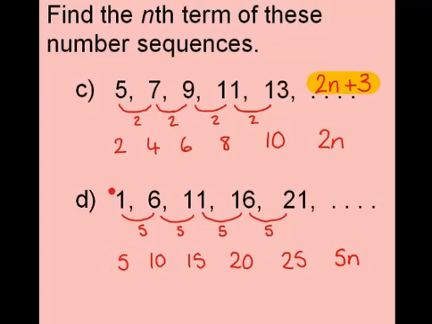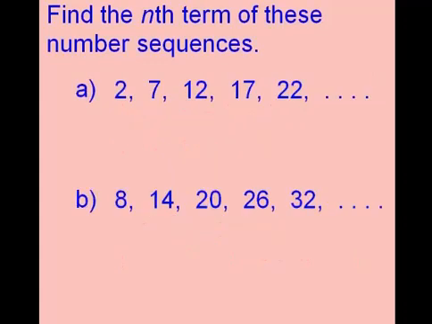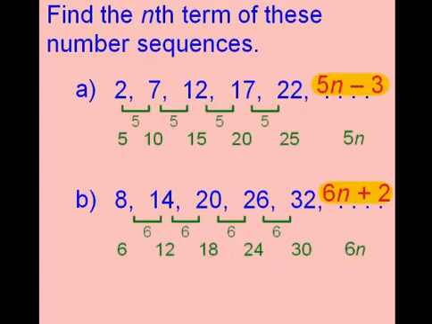Now comparing this with this, I can see that I need to take away 4. The same here, 10 take away 4 gives me 6. The same here, 15 take away 4 gives me 11, and so on. So the nth term is 5n take away 4. When you're ready, press play. Here are the answers.